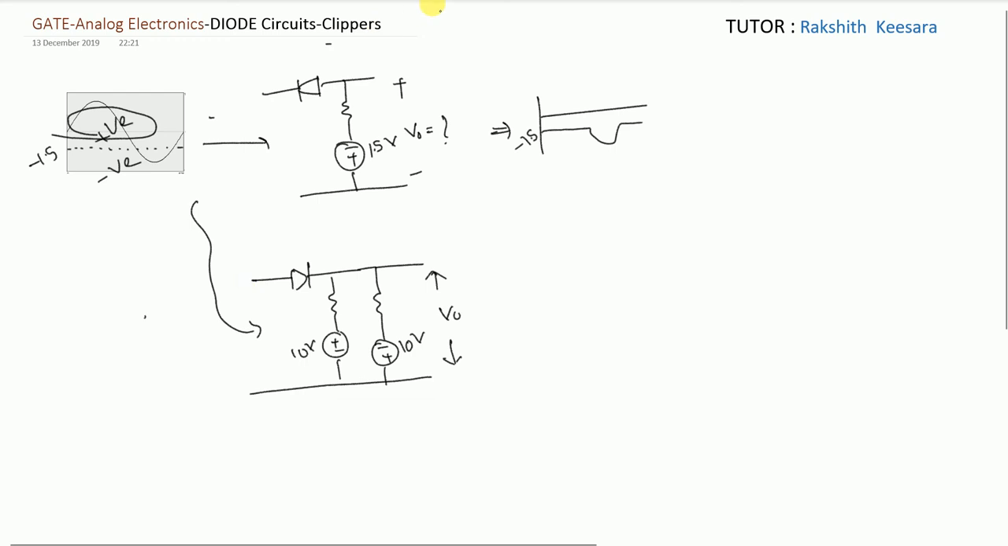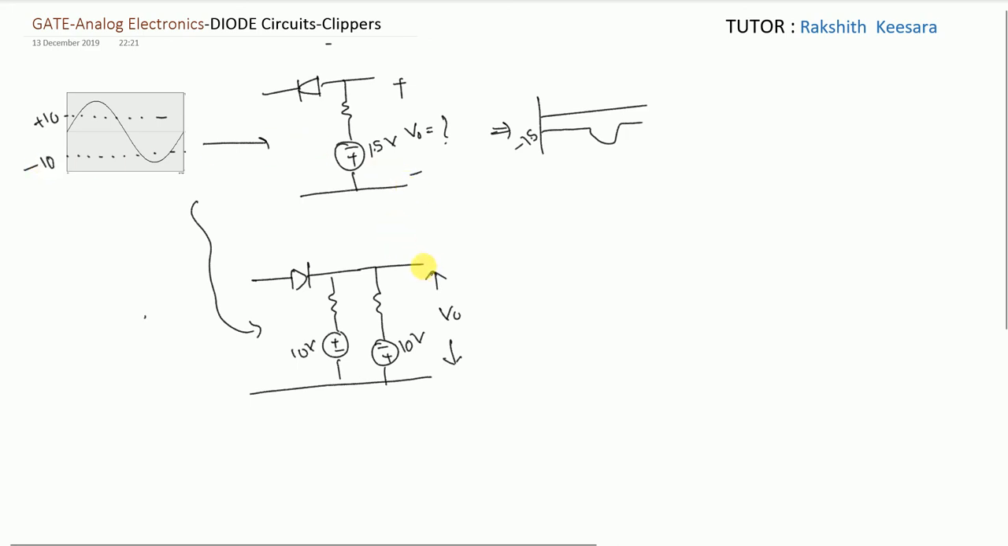The same voltage is applied here. So what is the first step you should do? You should draw the reference voltages. So I am drawing the reference voltage. The first reference voltage is plus 10, so let this be plus 10. And the second reference voltage is minus 10. Let this be minus 10.